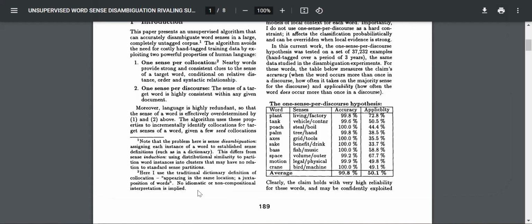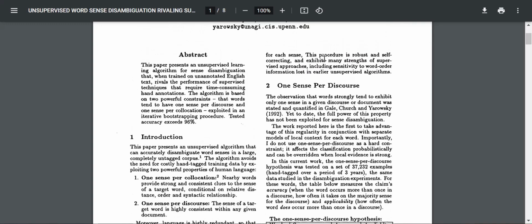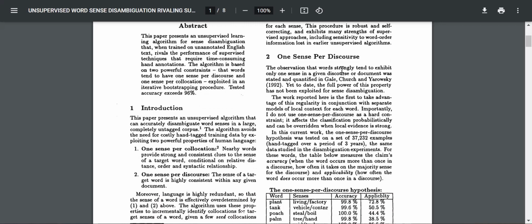So that is also a fair assumption. Moreover, language is highly redundant, so that the sense of a word is effectively overdetermined by 1 and 2 above. The algorithm uses these properties to incrementally identify collocations for target senses of a word given a few seed collocations for each sense. This procedure is robust and self-correcting and exhibits many strengths of supervised approaches, including sensitivity to word order information lost in earlier unsupervised algorithms.